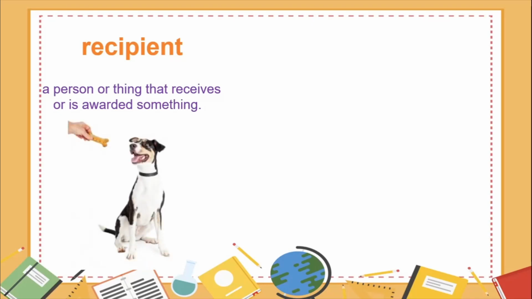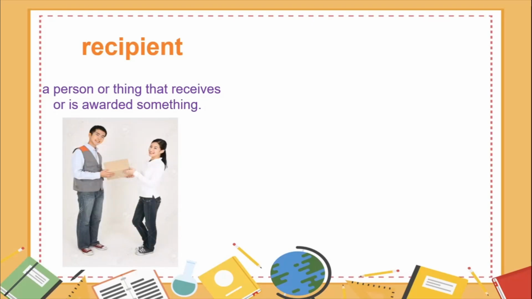Okay, let us look at examples here. So see, the dog is the recipient of the bone in this picture. Alright, the dog is being given the bone. The man is the giver and the dog is the recipient. One more picture of a recipient. See here, the girl is the recipient of the gift given by the boy. Alright, so this is the meaning of the word recipient. We will look at a few words which are there in your textbook. Let us look at the next one now.